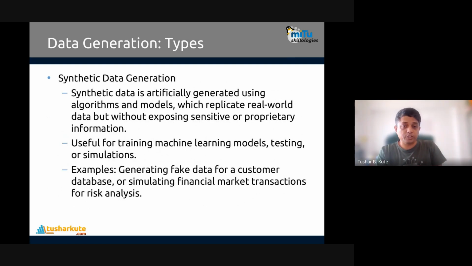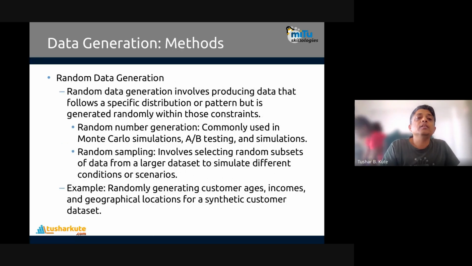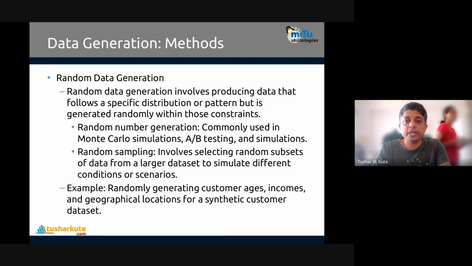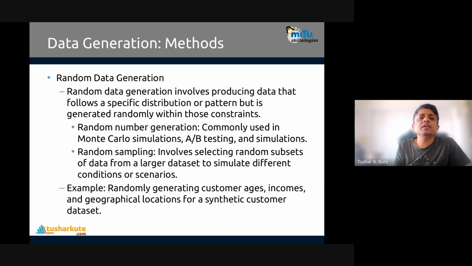Second is synthetic data generation, where we use artificial methods for generating the data. Machine learning models, testing and simulation methods are used to perform these operations. We can use this for proprietary information, and it's possible to work on it. We can generate it easily, for example, generating fake data for a customer database and simulating financial transactions. Third, random data generation, where we use methods like Monte Carlo simulation, or random sampling can also be applied to generate the data. So Monte Carlo is a common method to generate data.